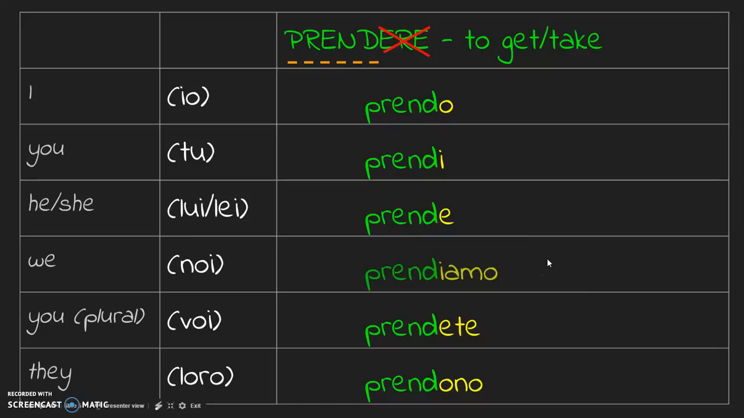Noi prendiamo, we take or we get. Voi prendete, you plural take or get. And loro prendono, they take or they get.